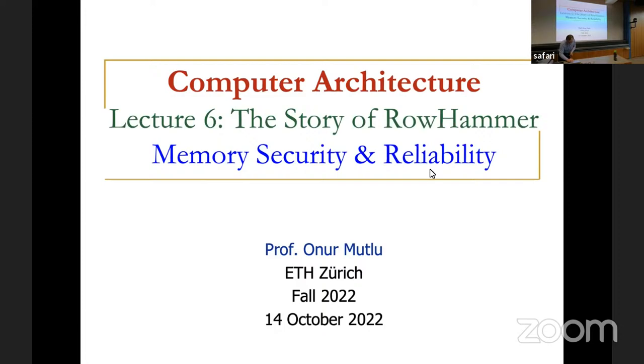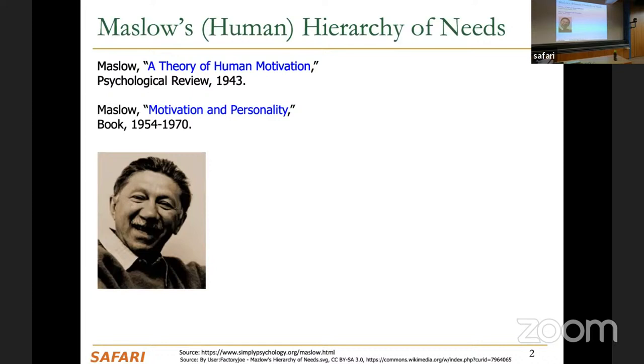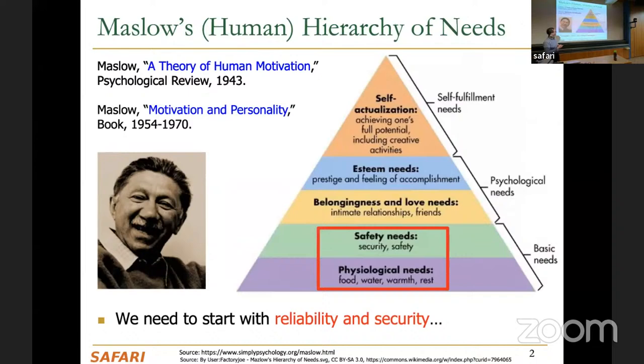Okay. How many people know this person? Yes. It's Abraham Maslow, a very famous American psychologist. He had a lot of impact on psychology, especially personality psychology in the 20th century. And he is probably most famous for the hierarchy of needs that he has developed.